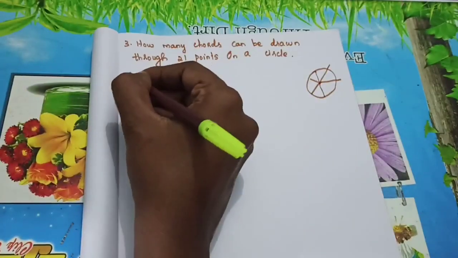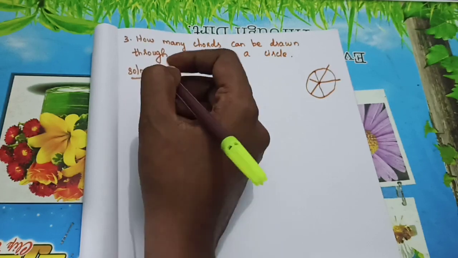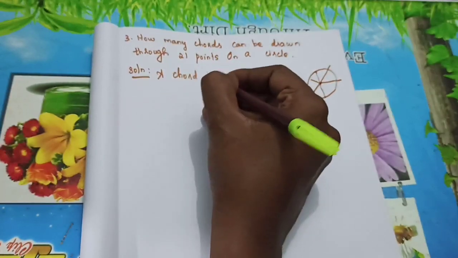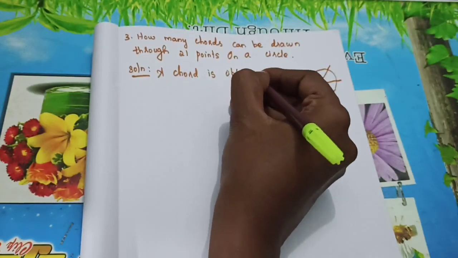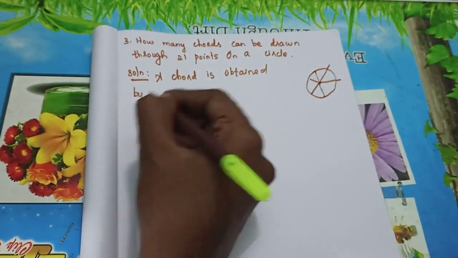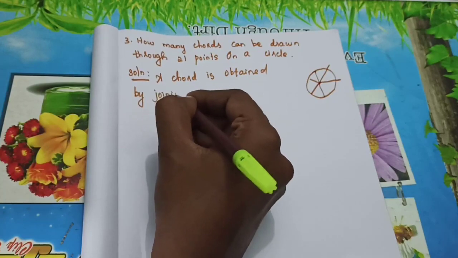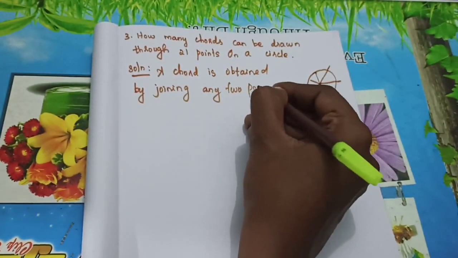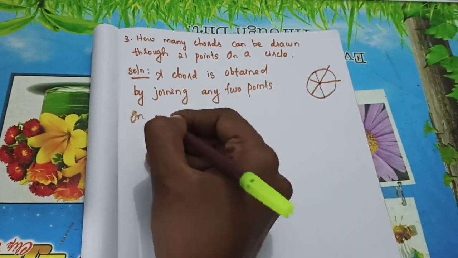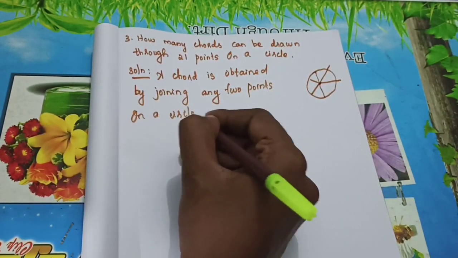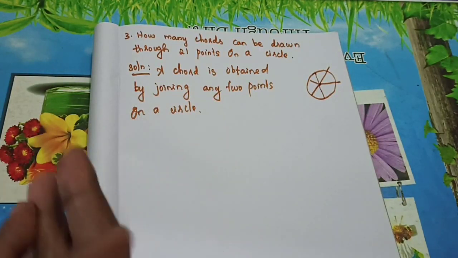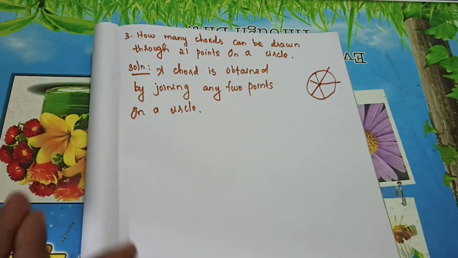So solution, first one line you can write what you mean by a chord. A chord is obtained by joining any 2 points on a circle. When you are taking points on a circle, many chords you can draw. Using any 2 points, if you are drawing, you will obtain a chord. So that is a chord.